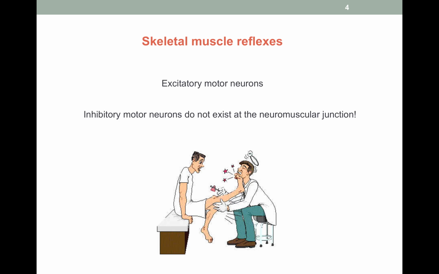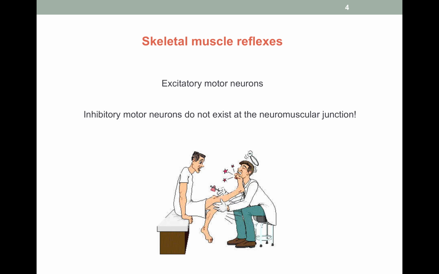One thing we need to make clear, so that when you go on from this class, you have a good understanding of what types of information is occurring at the level of the skeletal muscle: there are excitatory motor neurons, meaning that they're going to elicit some response, and there are inhibitory motor neurons. However, there are not inhibitory motor neurons at the neuromuscular junction. So there's no direct innervation of inhibitory motor neurons at the level of the skeletal muscle.